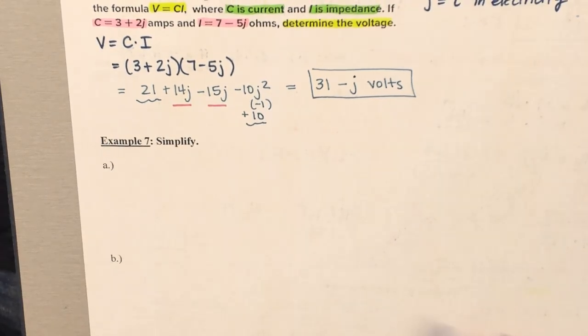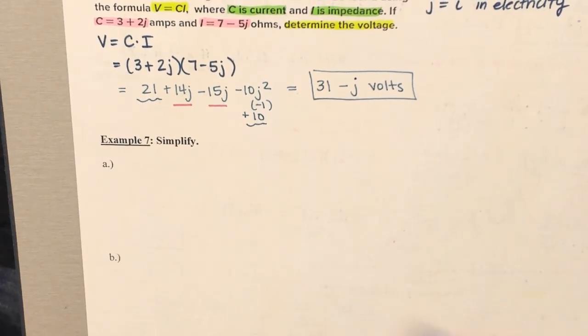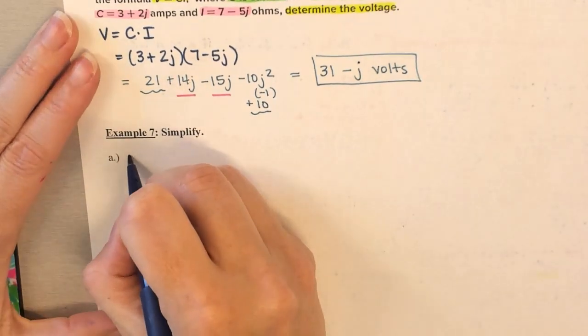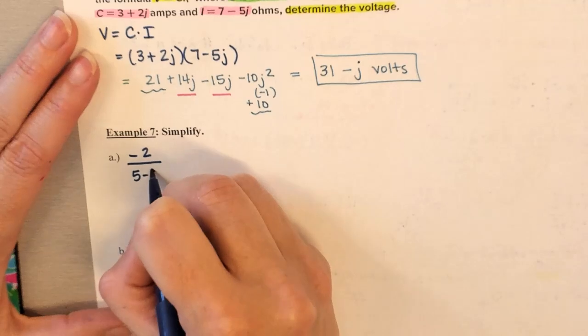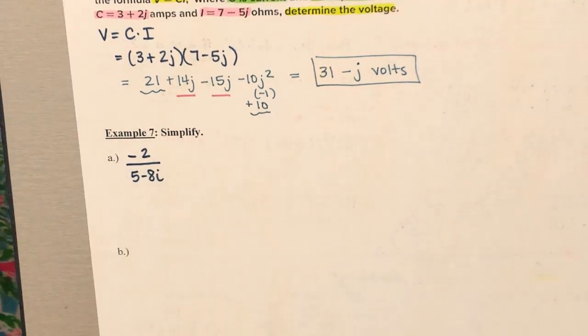Okay, you guys remember doing the FOIL from algebra pretty strongly? All right, then the last thing we have to do, we did addition, we did subtraction, we did multiplication. Now, we do division. So, you have -2 over 5 minus 8I.